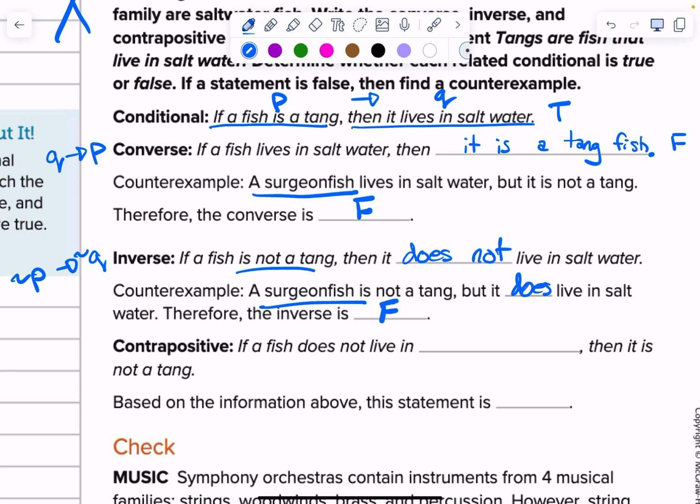And contrapositive goes not Q, not P. Shh. Shh. Brady, be quiet.